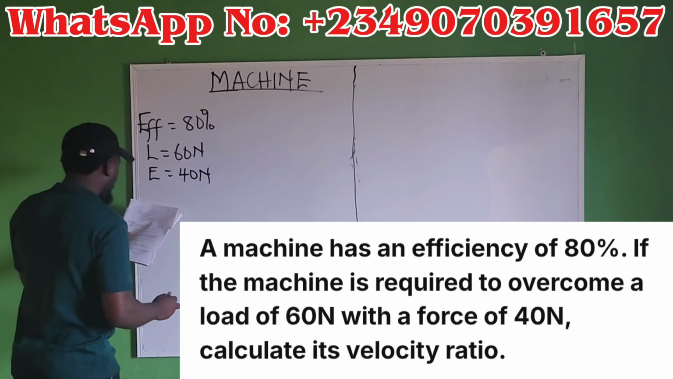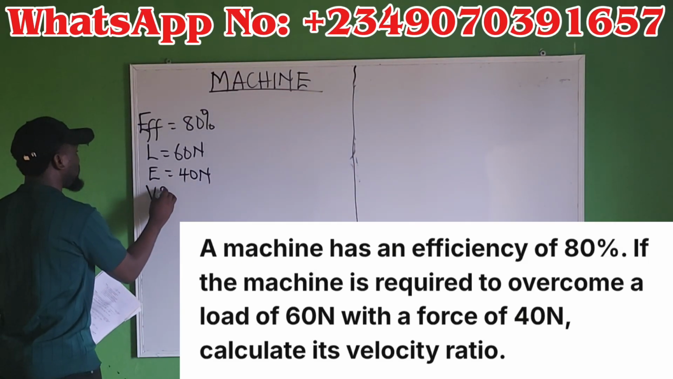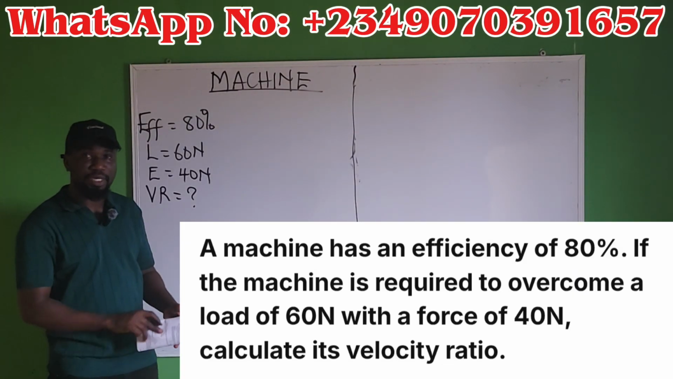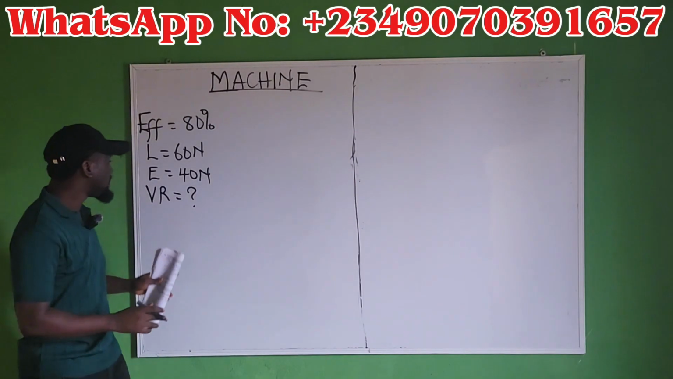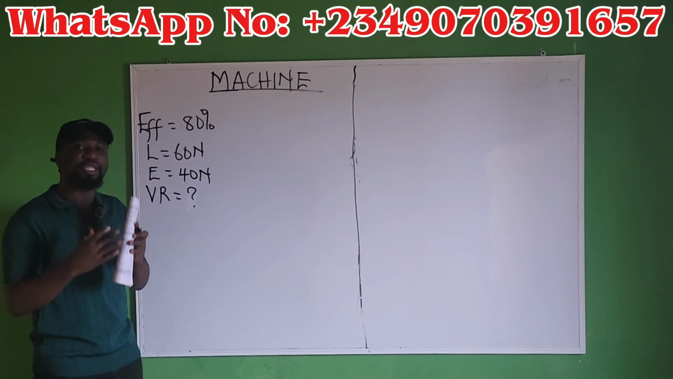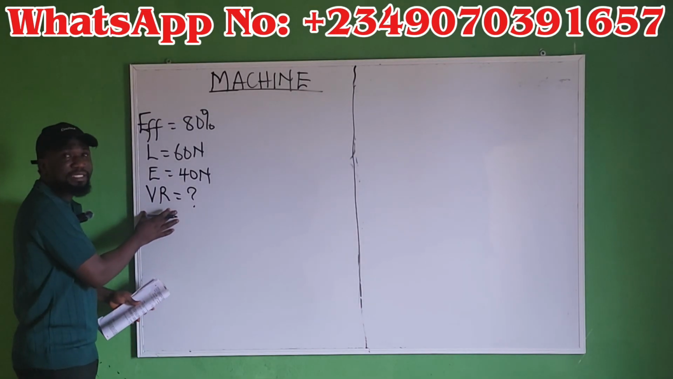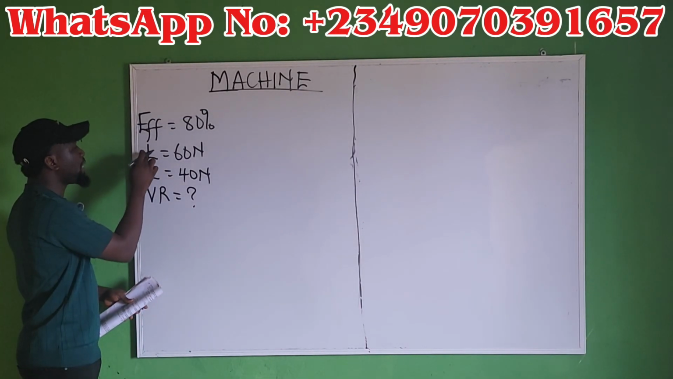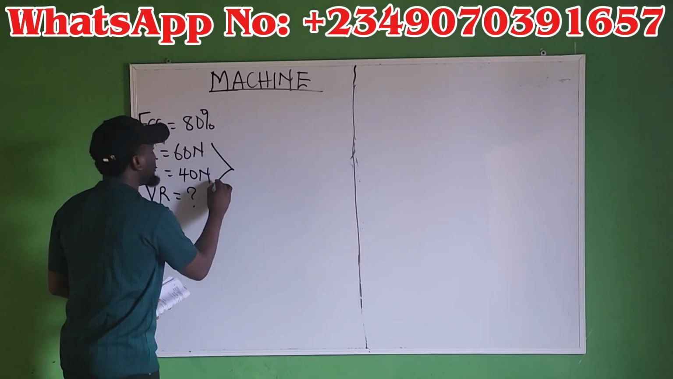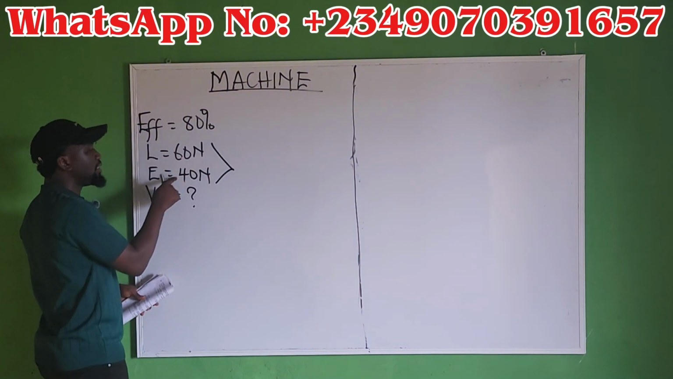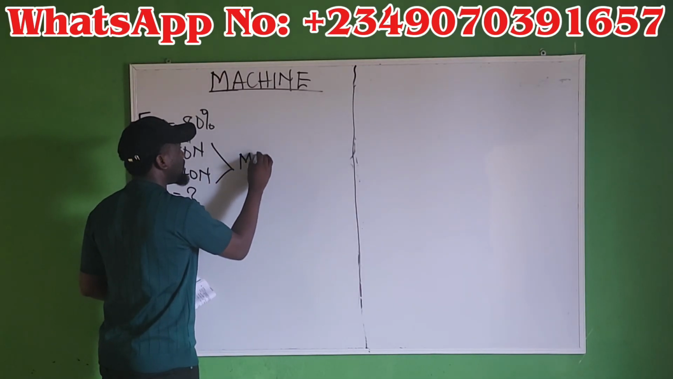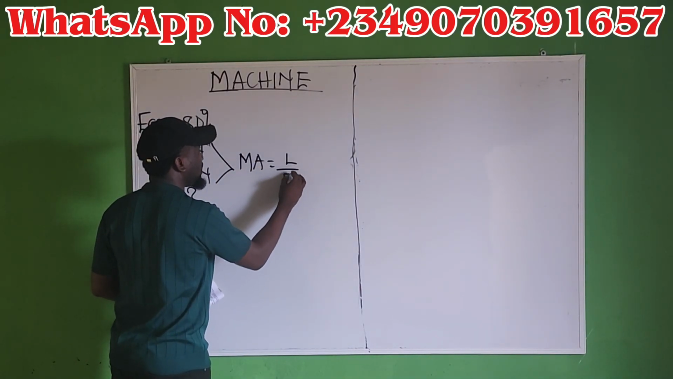Calculate its velocity ratio. I know we are familiar with the topic. If you have checked the video I recommended earlier, I said that velocity ratio is distance moved by effort over distance moved by load. But we are not going to be applying that here. We have the efficiency, we have the load, we have the effort. So what do we do? From here we can get mechanical advantage, because mechanical advantage is load over effort.